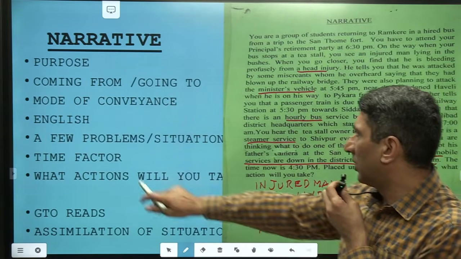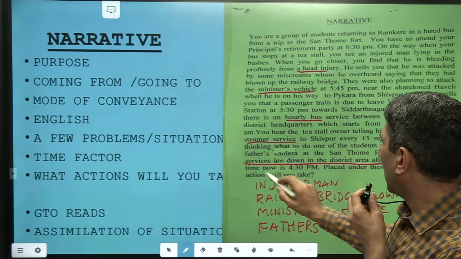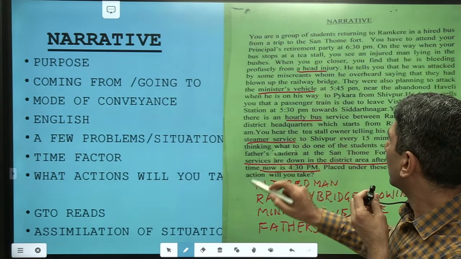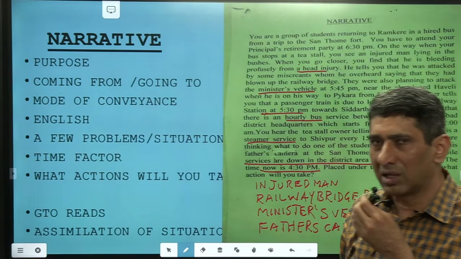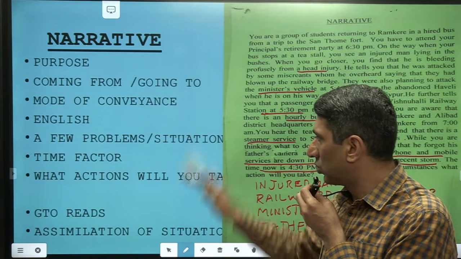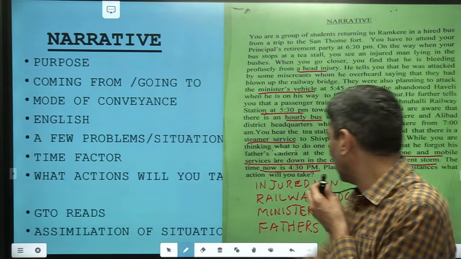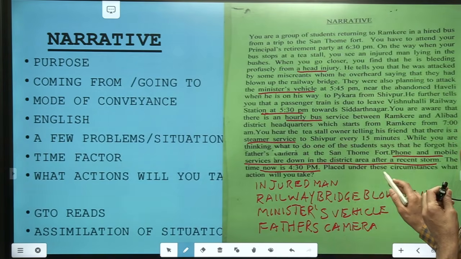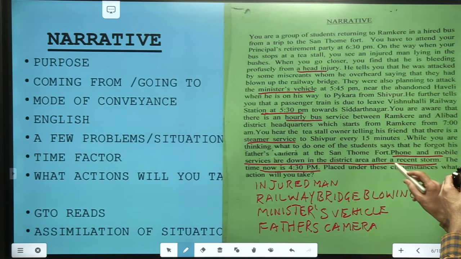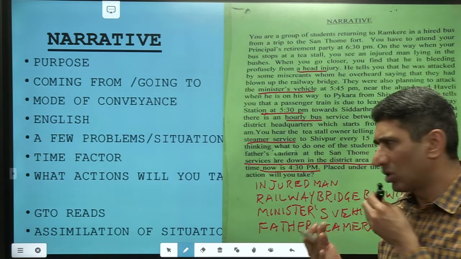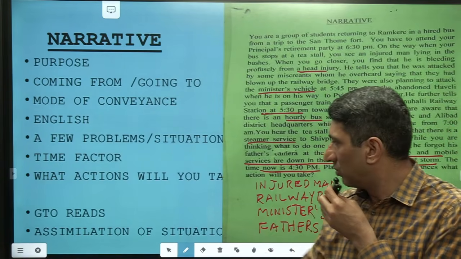Okay, and thereafter there will be certain aspects which you should remember while solving. Time now is 4:30 p.m. Now there is some passenger train which starts at a particular time. So these are the other things which you should be looking for, and it generally ends with saying that phone and mobile services are down in the area because of a recent storm, and then he will say, placed under these circumstances, what actions will you take?